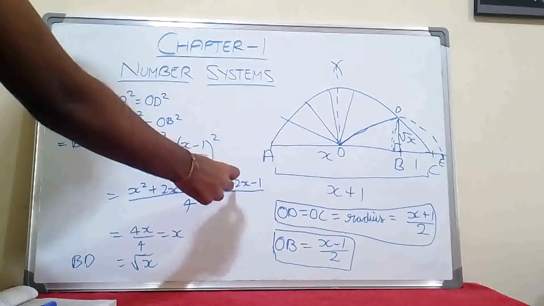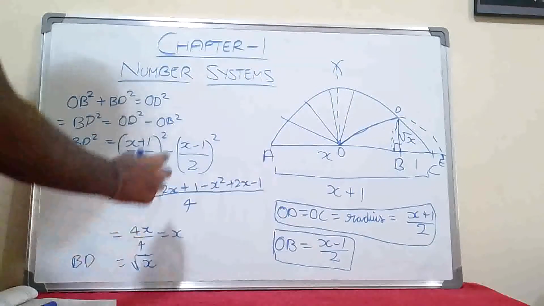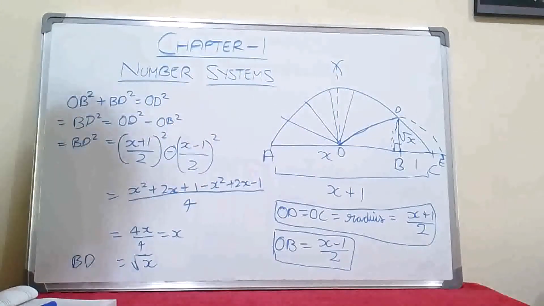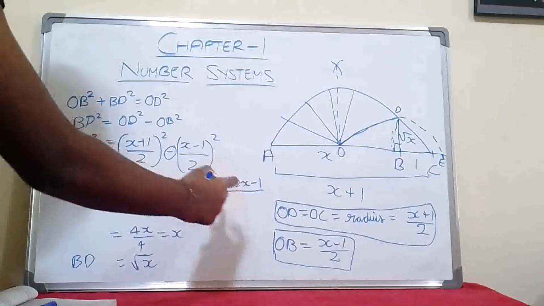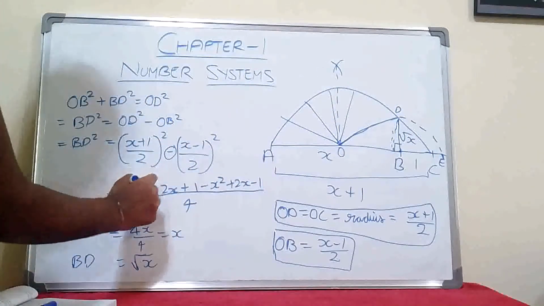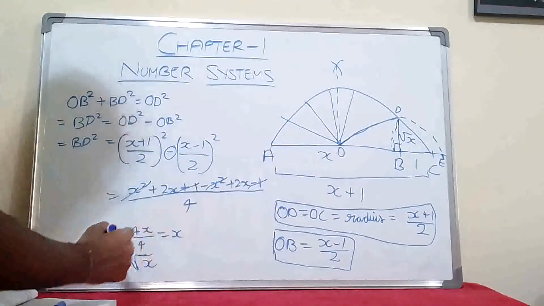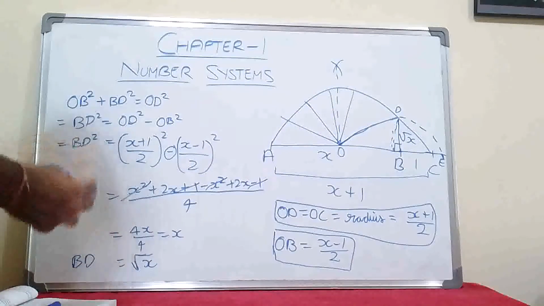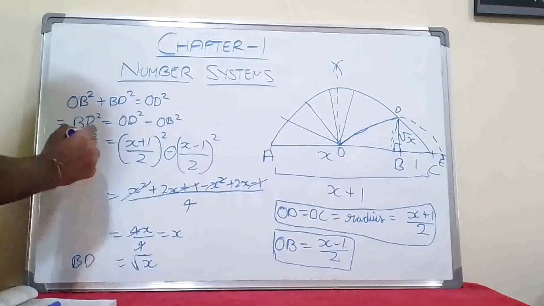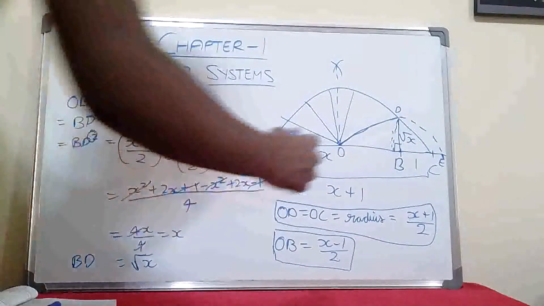Here this should be minus and this should be plus, but because we have a sign over here, we multiply the sign, so the sign changes: minus x square plus 2x minus 1. Now x square and negative x square get cancelled, plus 1 and negative 1 get cancelled, so we get 4x by 4. Now 4 gets cancelled, we get x. So BD, when we take this square to the other side, we get root x. This is how we find the value of this. So BD here is root x.